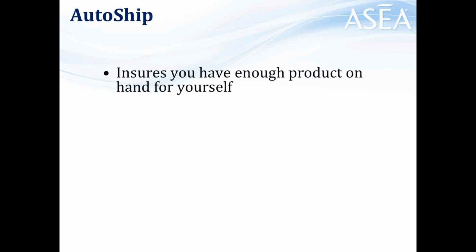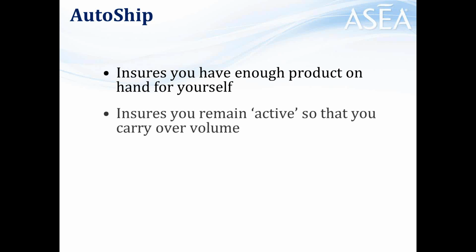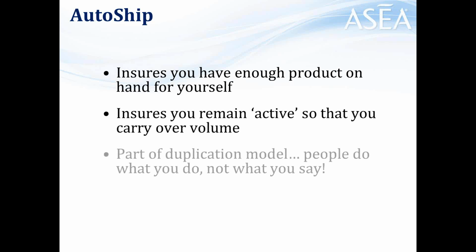Next, very important, auto ship. It ensures you have enough product on hand for yourself, so you're a product of the product. It's going to ensure you remain active, such as carryover volume. We'll talk about that when I get to the commission part of the plan. And as part of the duplication model, people are going to do what you do, not what you say. And it's also a critical element in our brand new AAA bonus program, which we'll talk about here in a minute. So very important.